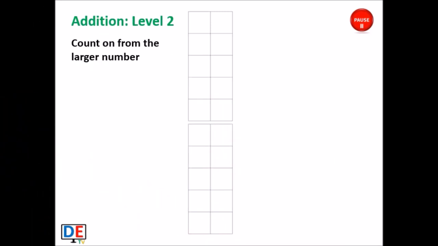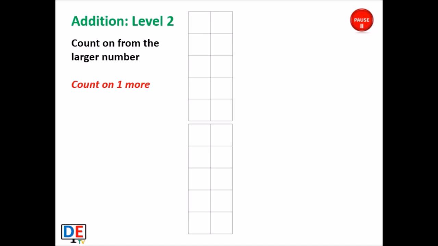Count on from the larger number. This strategy is broken up into 3 parts. Count on 1 more, count on 2 more, count on 0 more. Count on 1 more. Use the 10 frames and coloured counters to model the count on 1 more strategy.